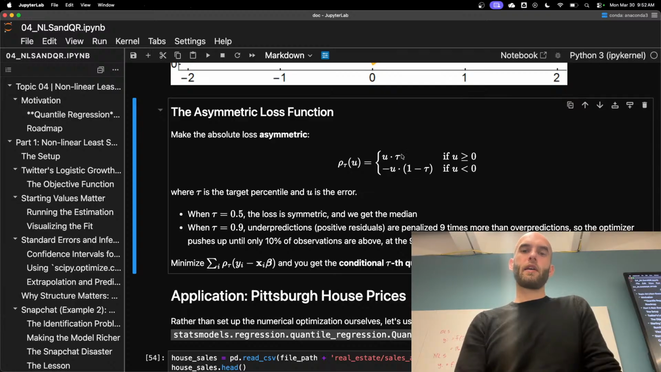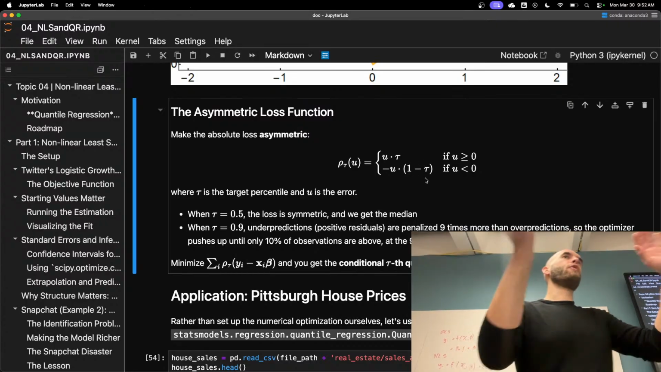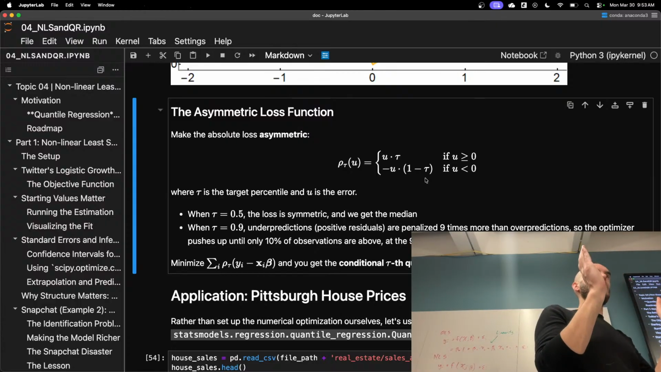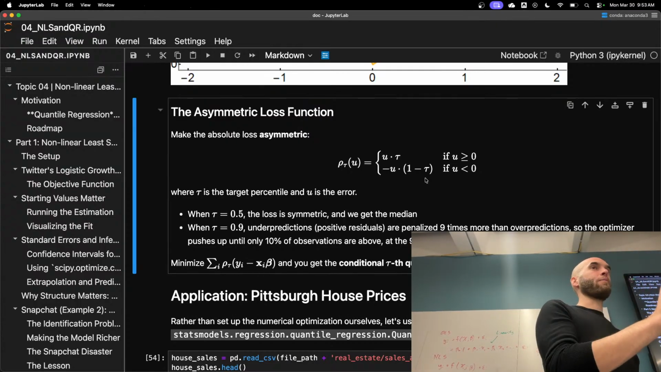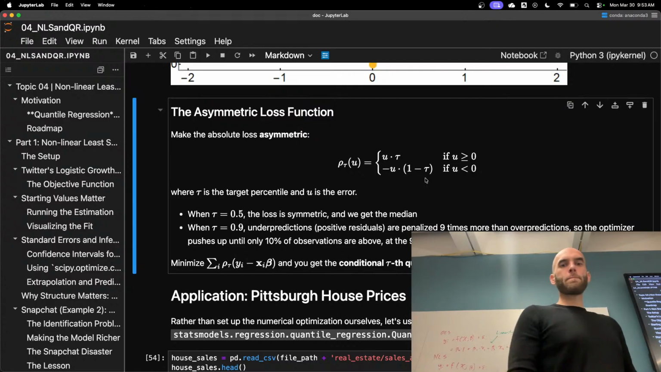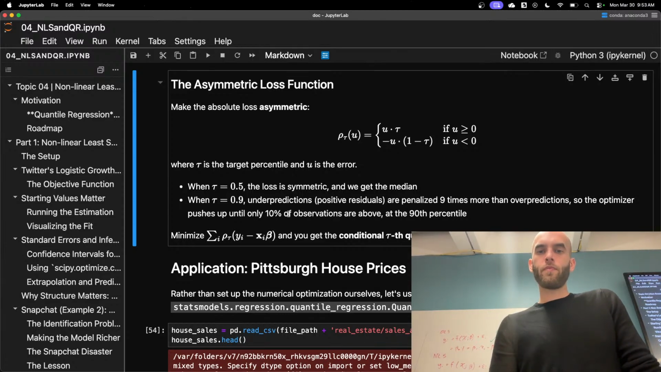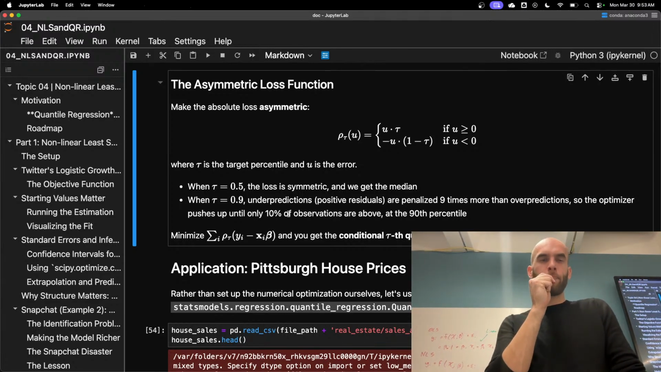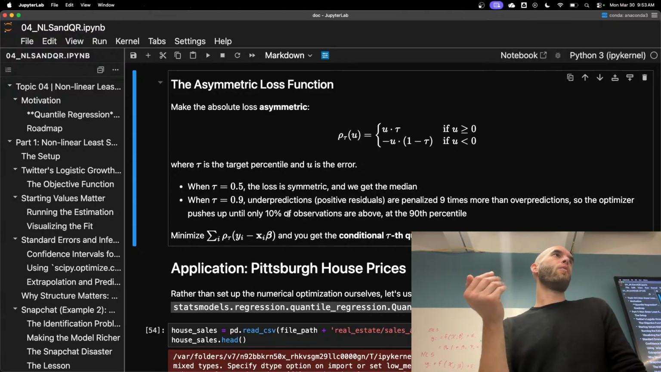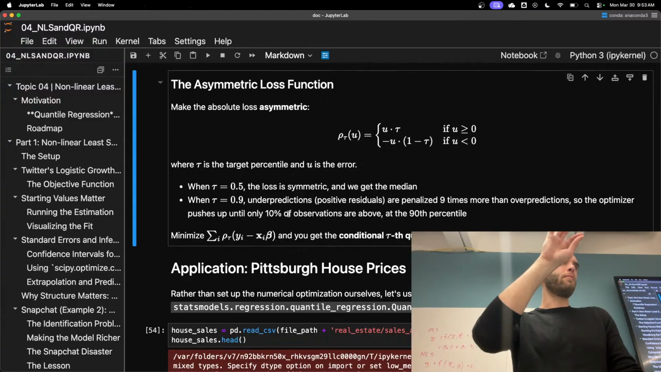So if this is 50, then this is also 50. If we're targeting the 75th percentile, then 1 minus tau is going to be 25. So we use this to balance the two sides so that we get exactly our target percentile. Okay. Any questions here? This is the implementation of that intuition we just developed with the balancing and then picking the middle.